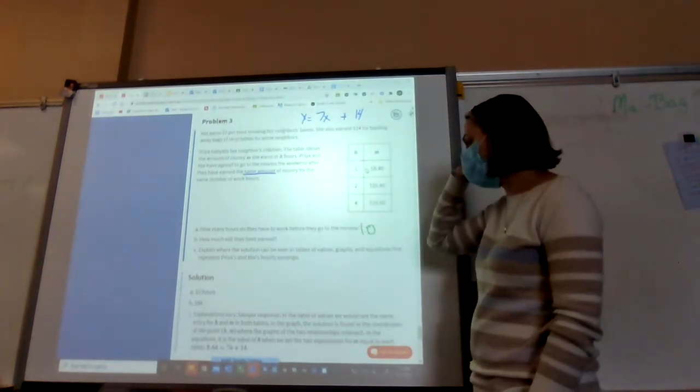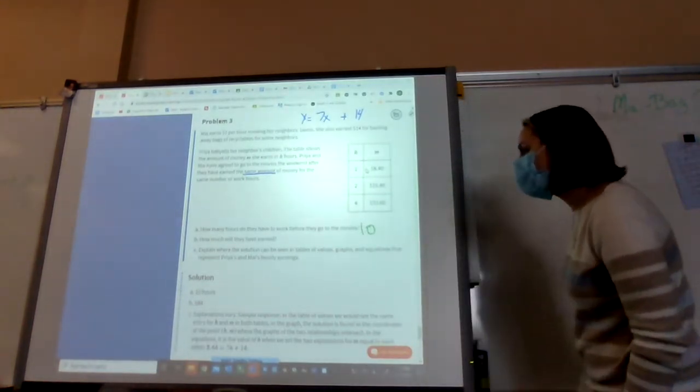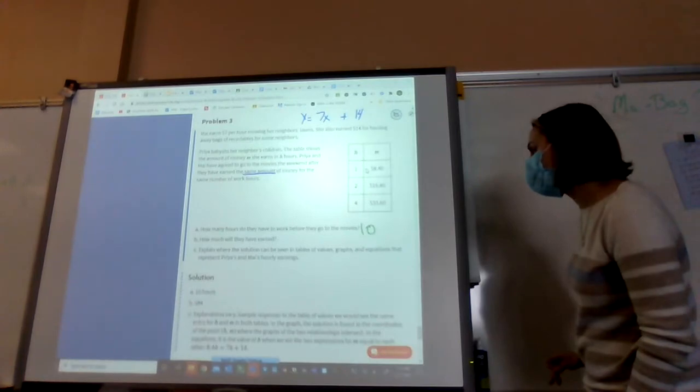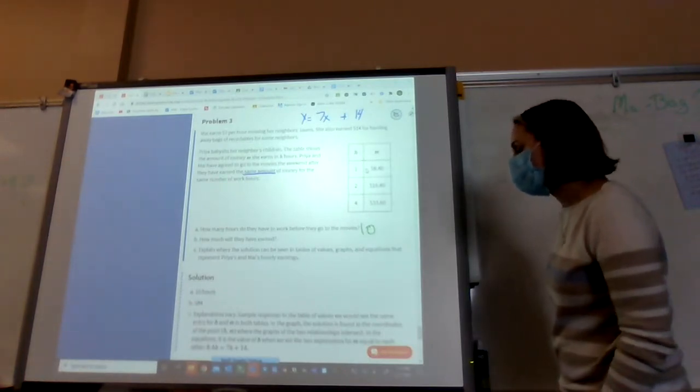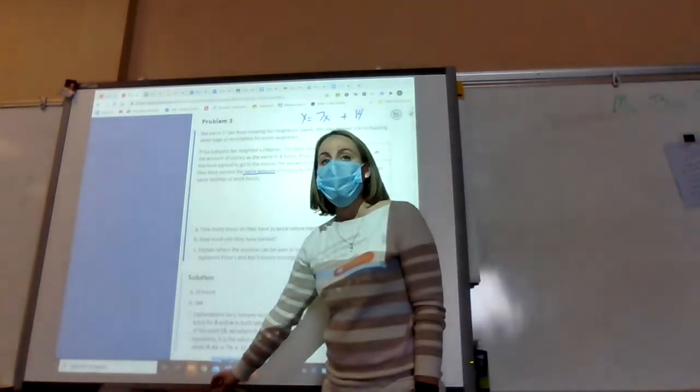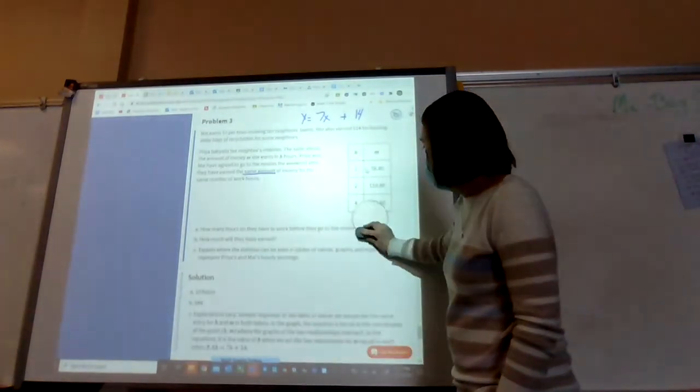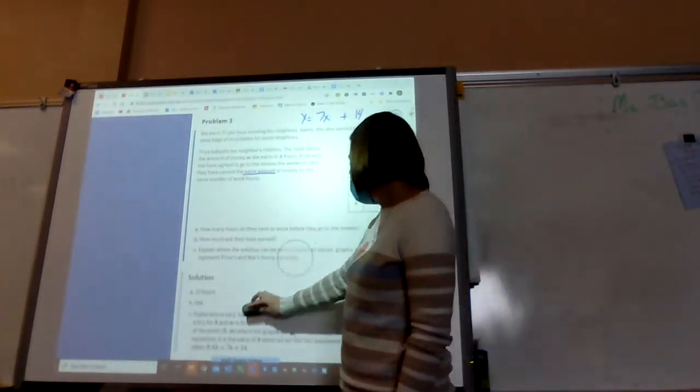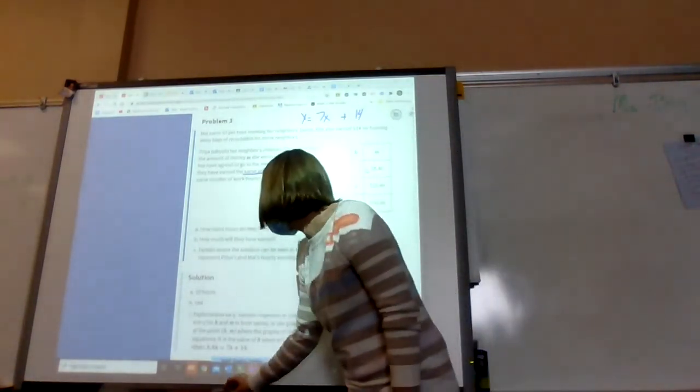$84. Explain where the solution can be in tables, values, graphs, and equations that represent. So let's talk about this. Could you just write the equation? Because it says, it didn't say and. Oh, wait, no, it did. It does say and, but we're going to talk about it real quick though.